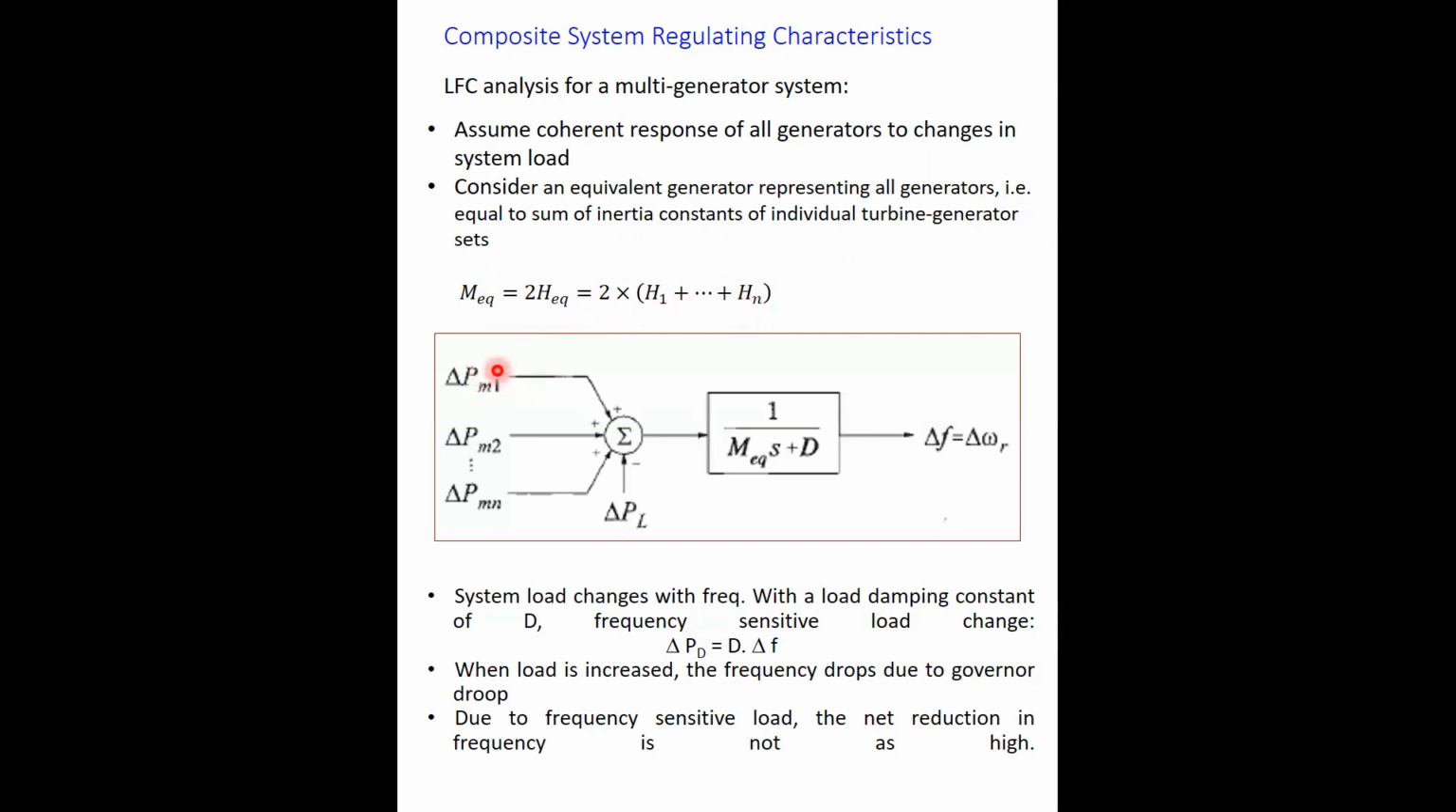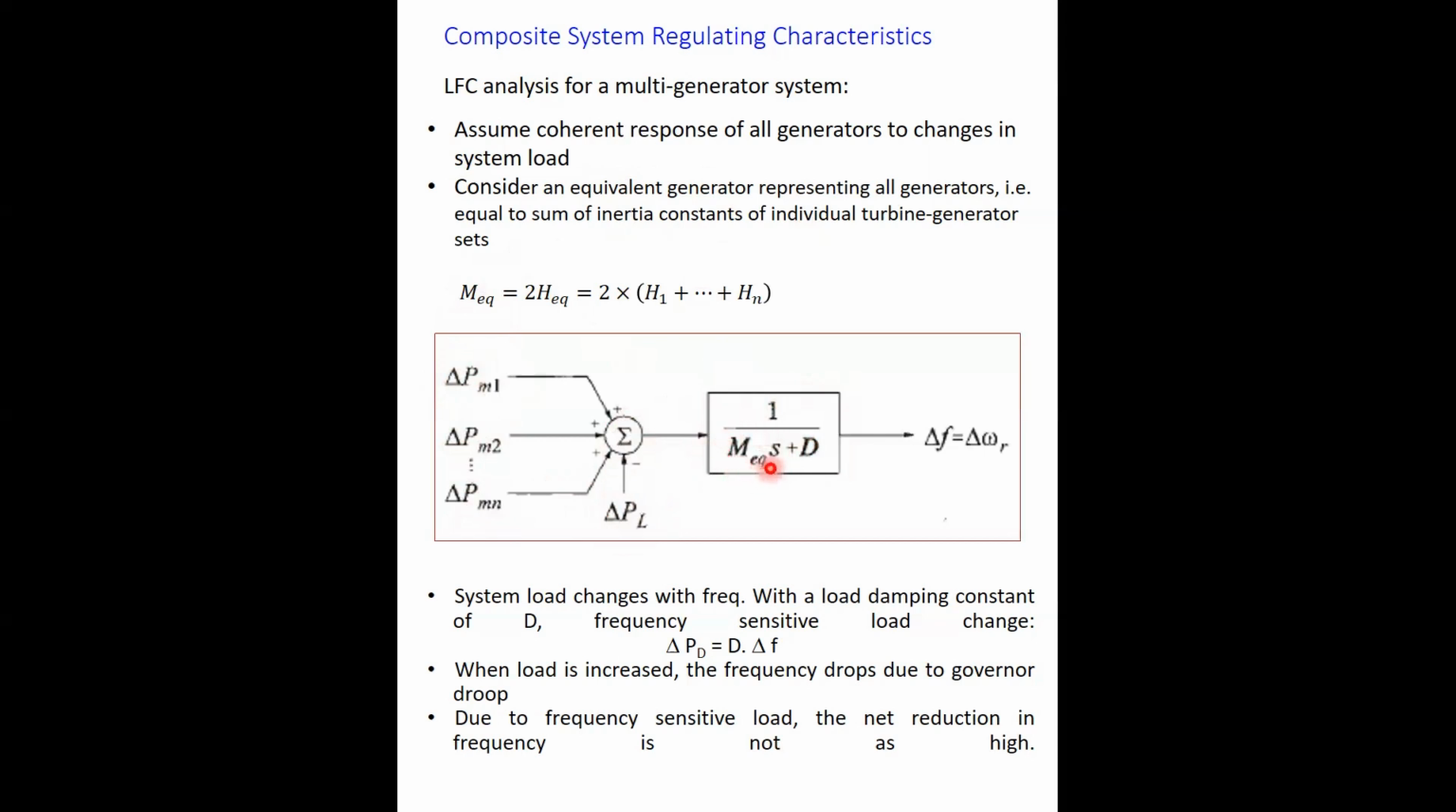So we can say that it can be change in the output power from one turbine, second turbine, and several of them, and against the common load disturbance here. And thus in terms of equivalent model for all the generators representing one generator, equivalent generator, we can write in this way.